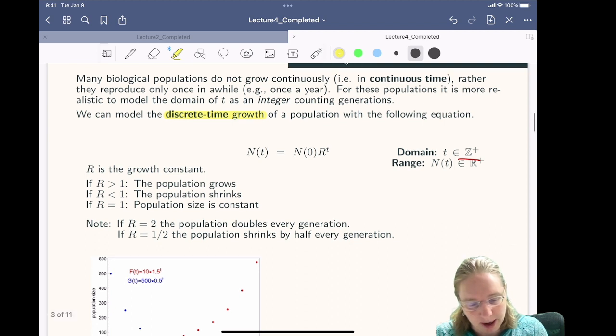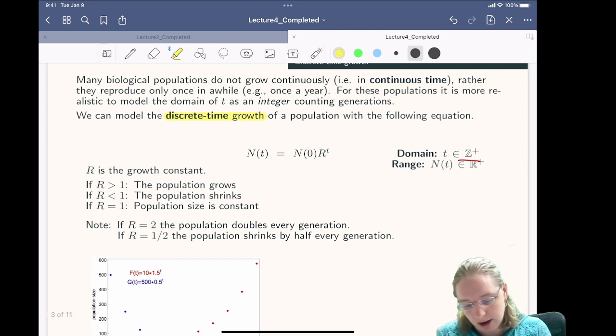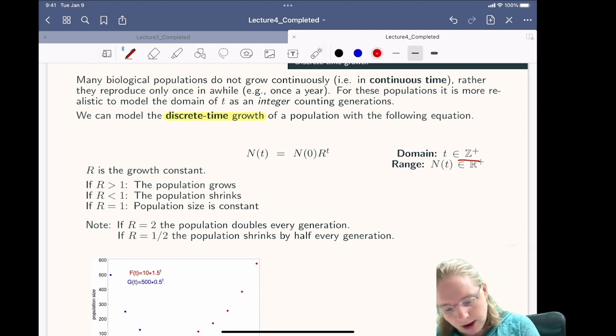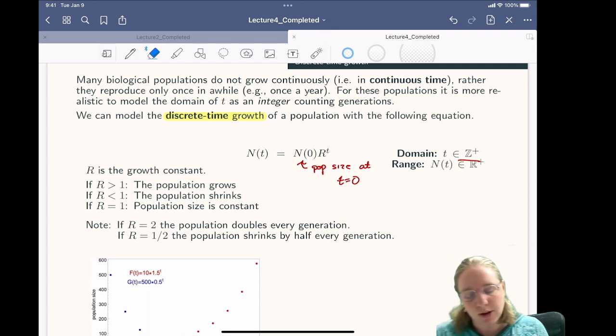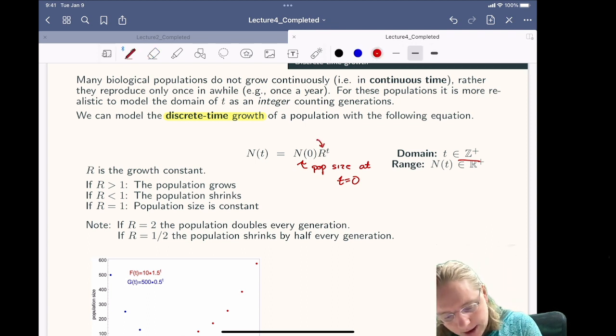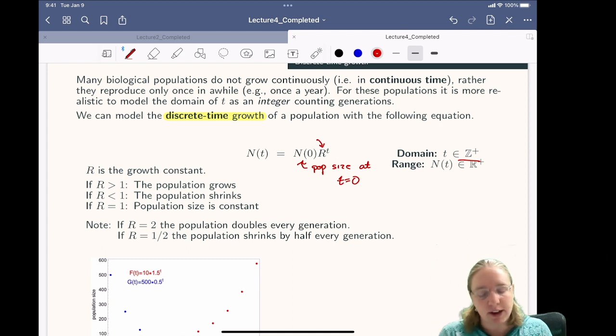And here we have a domain of the positive integers. In this case, we have a base of r raised to the t, and this is our population size at time 0. If we plug in t equals 0, anything to the 0th is 1, so at that point this is 1, and we end up with n0 as our population size at t equals 0. And so it has the same interpretation as before. And this is the extent to which the population grows each time step. So each year or each day, whatever t represents in this case.